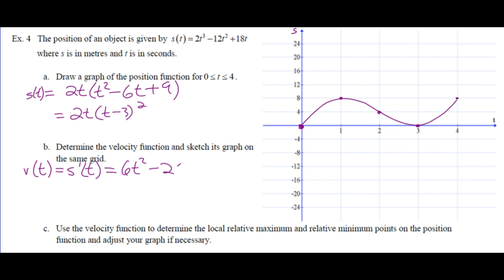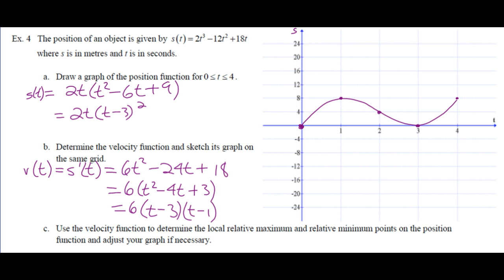minus 24t plus 18. So that factors, right? Both minuses. Okay, so let's use a different color then for velocity. Use red.